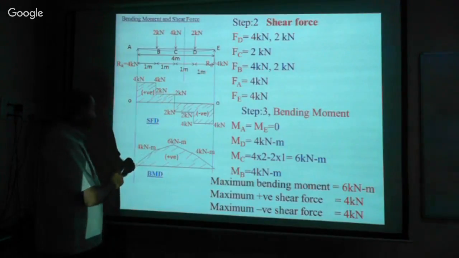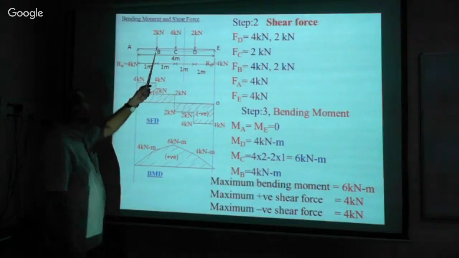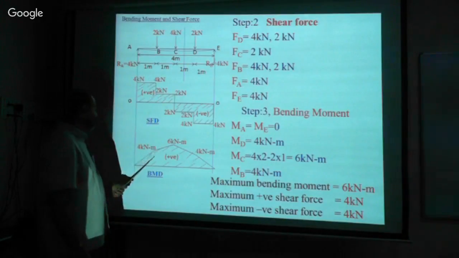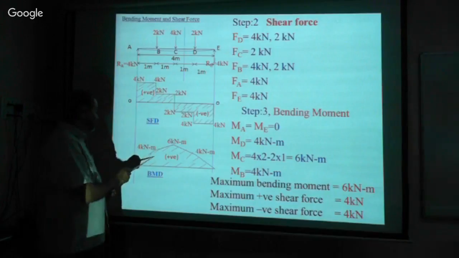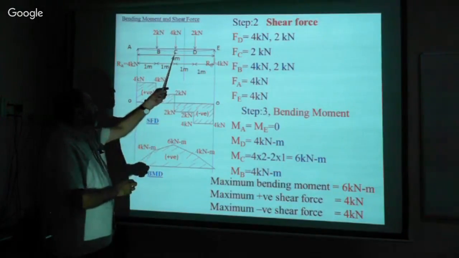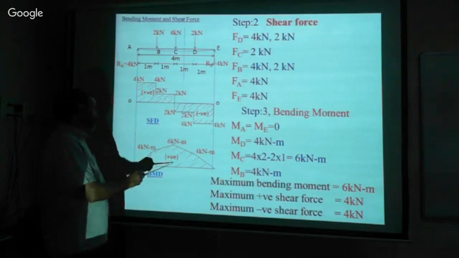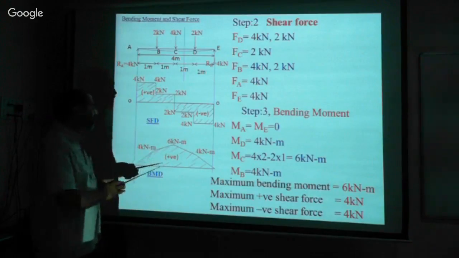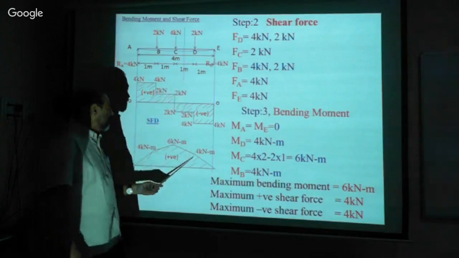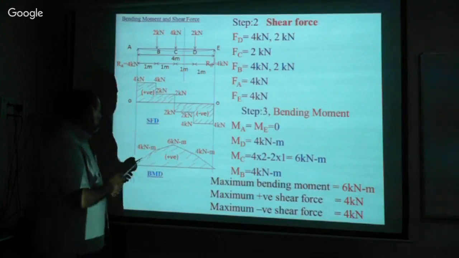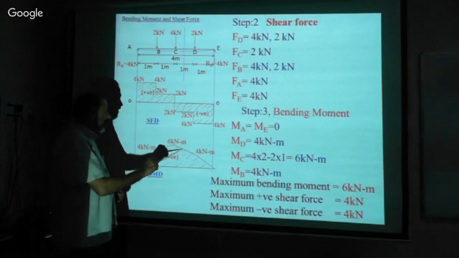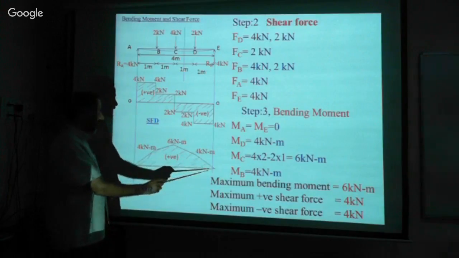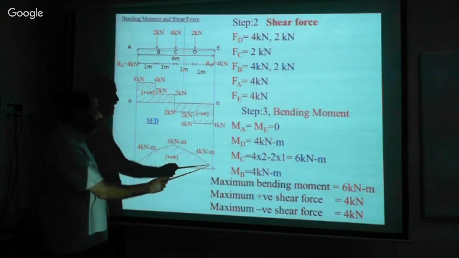Then take a reference, 0. Then below this, 4 kN·m is acting. Now measure this distance to some scale and plot this point. And similarly, at C, measure this point. It is here, that is 6 kN·m. And again below D, it is 4 kN·m. Now join all these points. And this gives the bending moment diagram.